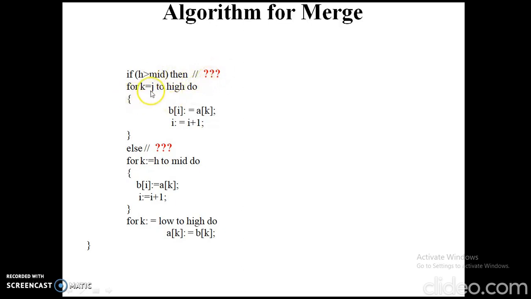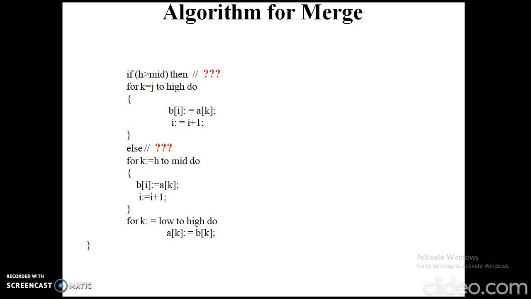As we all know, the second subarray is pointed to by which index variable? That is J. Copy the remaining second array elements to the B array. So how to copy? For K equals J to high, copy A of K to B of I.